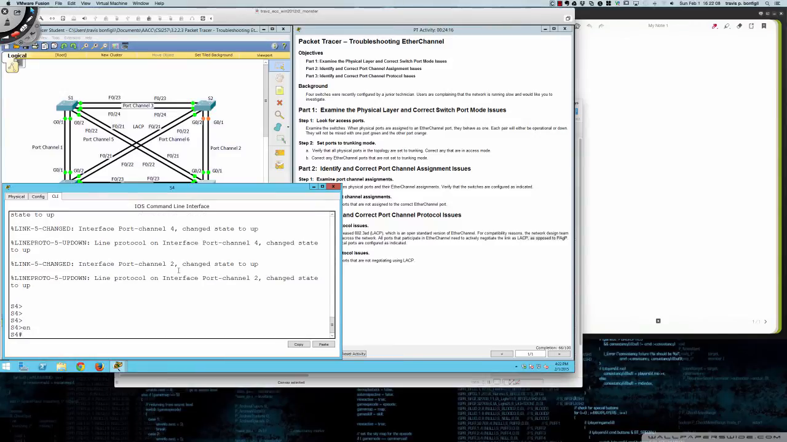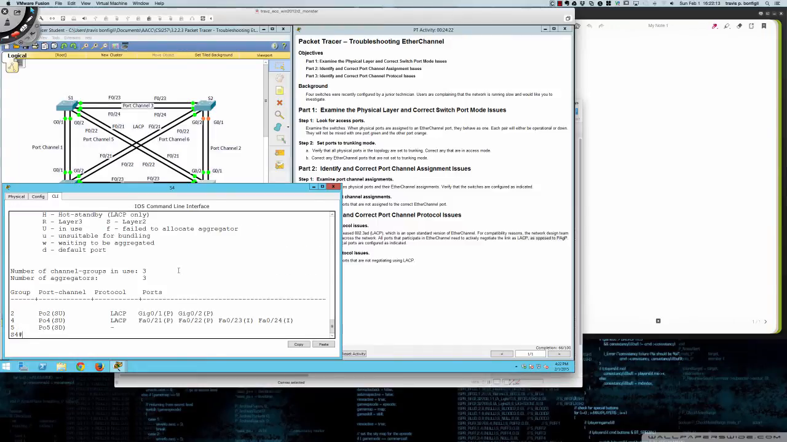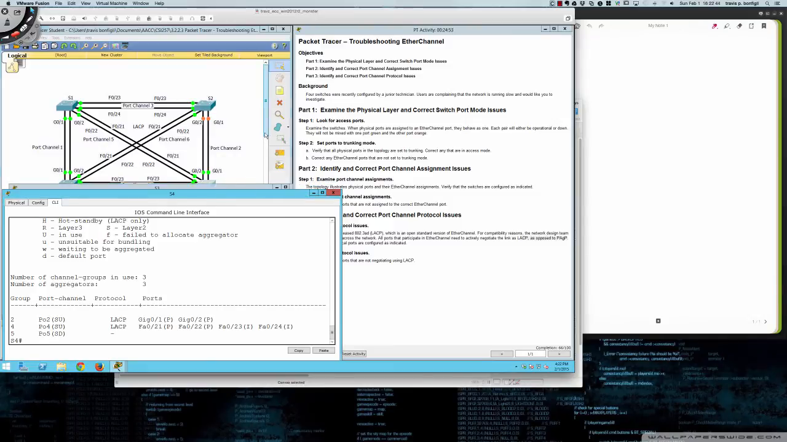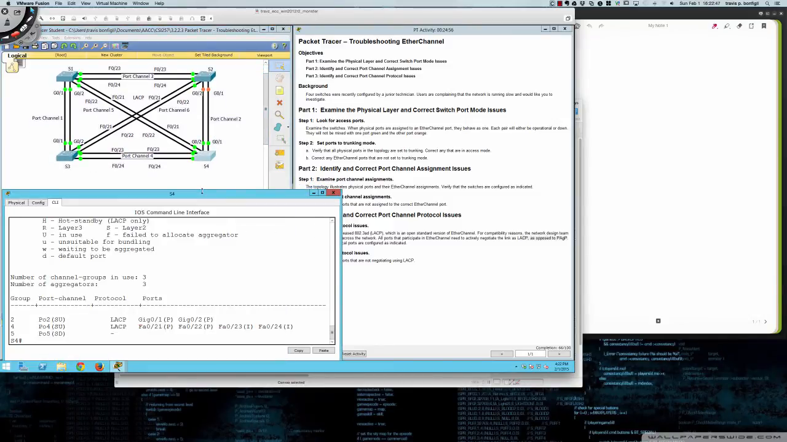So let's jump on to switch 4, and let's right away go from user exec to privilege exec, and we're going to do a show etherchannel summary. And boy, oh boy, do we have some issues here. So you can see that we've got 3 port channels configured, 2, 4, and 5. However, we notice immediately that port channel 4, while it is LACP, and that's great, has 4 ports in it, 2 of which are probably not supposed to be in that EtherChannel group.